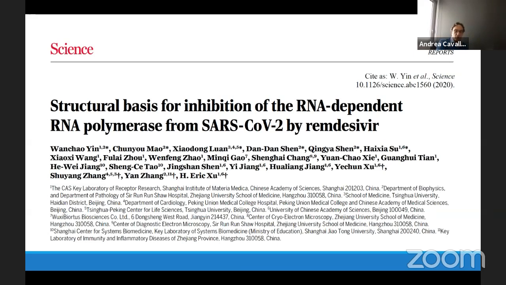4 days ago, the cryo-EM structure of Remdesivir in complex with the RNA-dependent RNA polymerase was reported in Science, published by this Chinese consortium. This structure was particularly interesting because it basically overcame all the simulations done over the last few months by many different groups using Remdesivir.